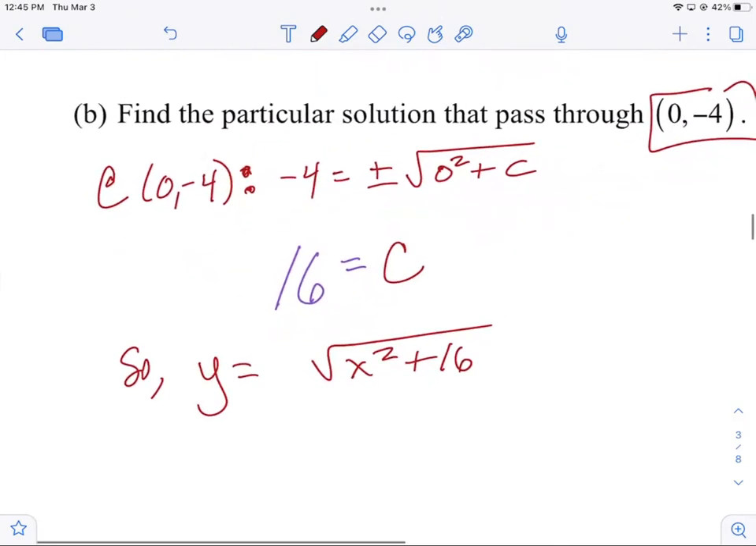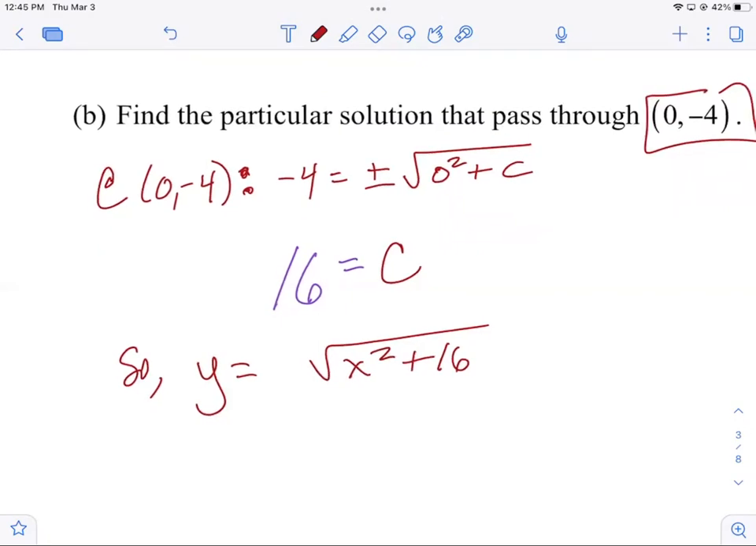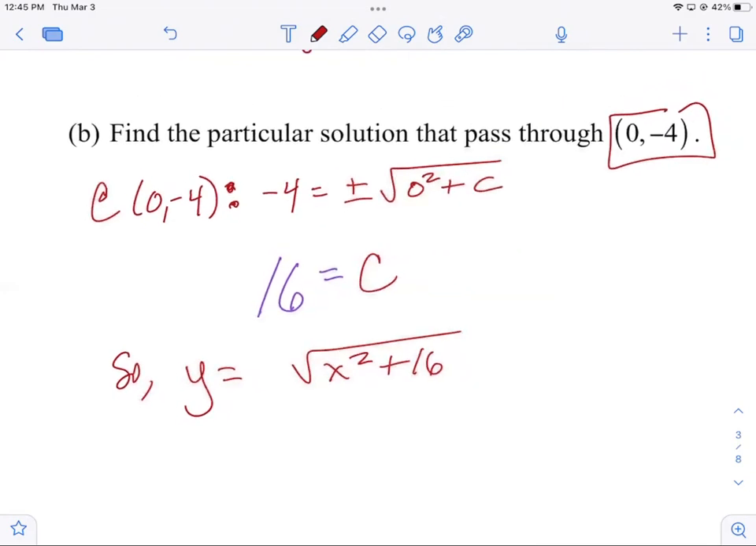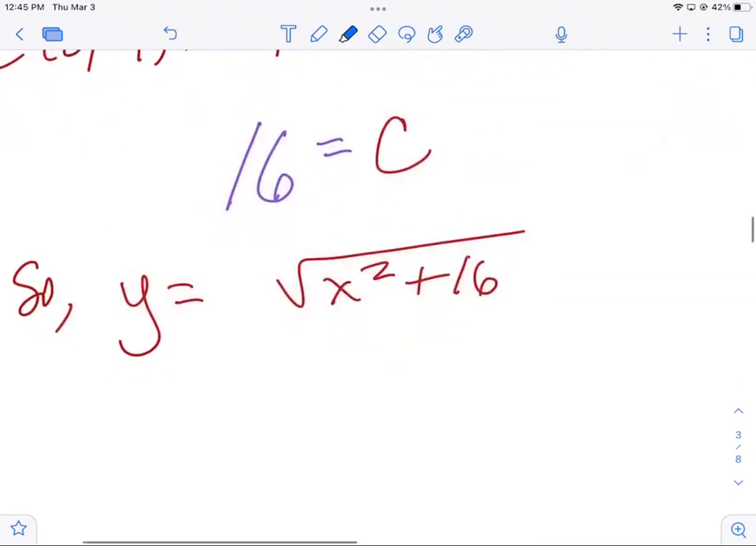And now I have to commit deliberately to one solution, not two. I need to have a particular solution. It's either the positive or the negative. How do I know? 50-50. Yeah, you can plug your point back in and make sure you get the right value. When I plug in a 0 for x, I have to get out a -4. So when I plug in a 0, I get 0 plus 16. The square root of 16 is 4. In order to make it negative, I have to commit to the negative.